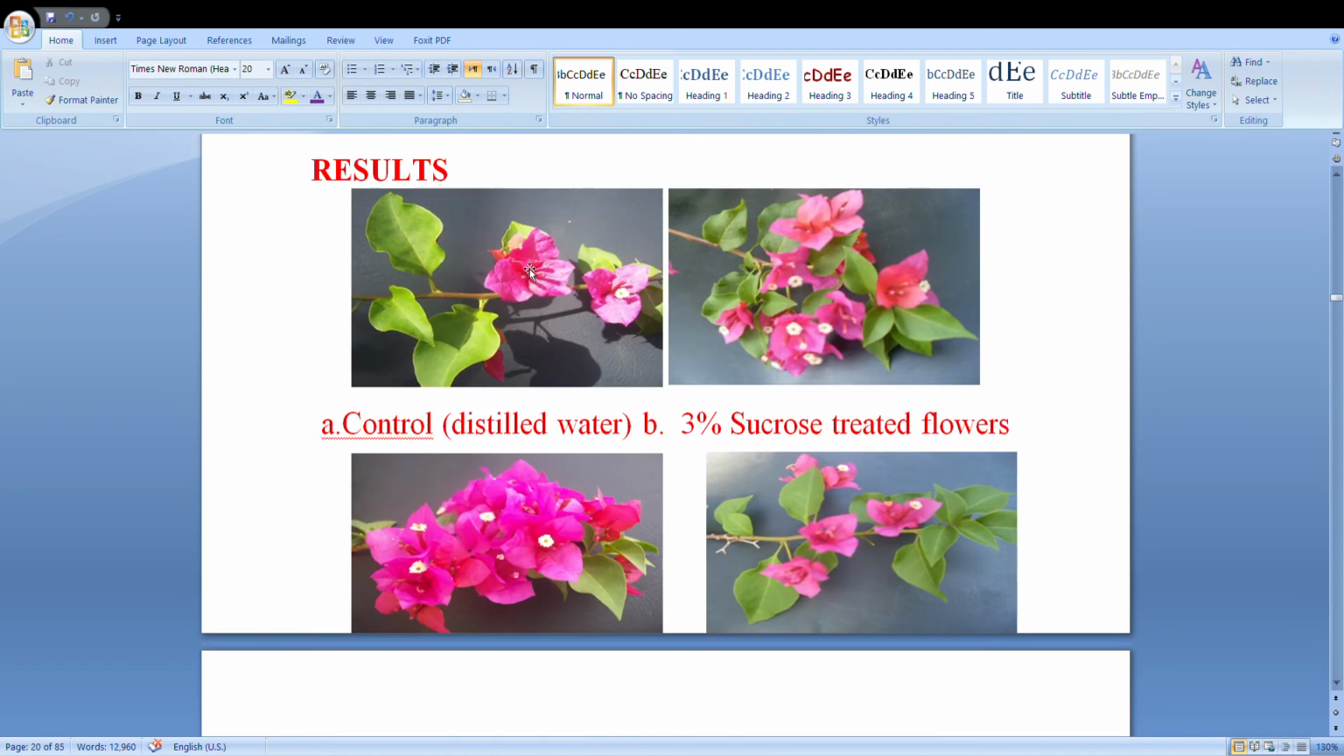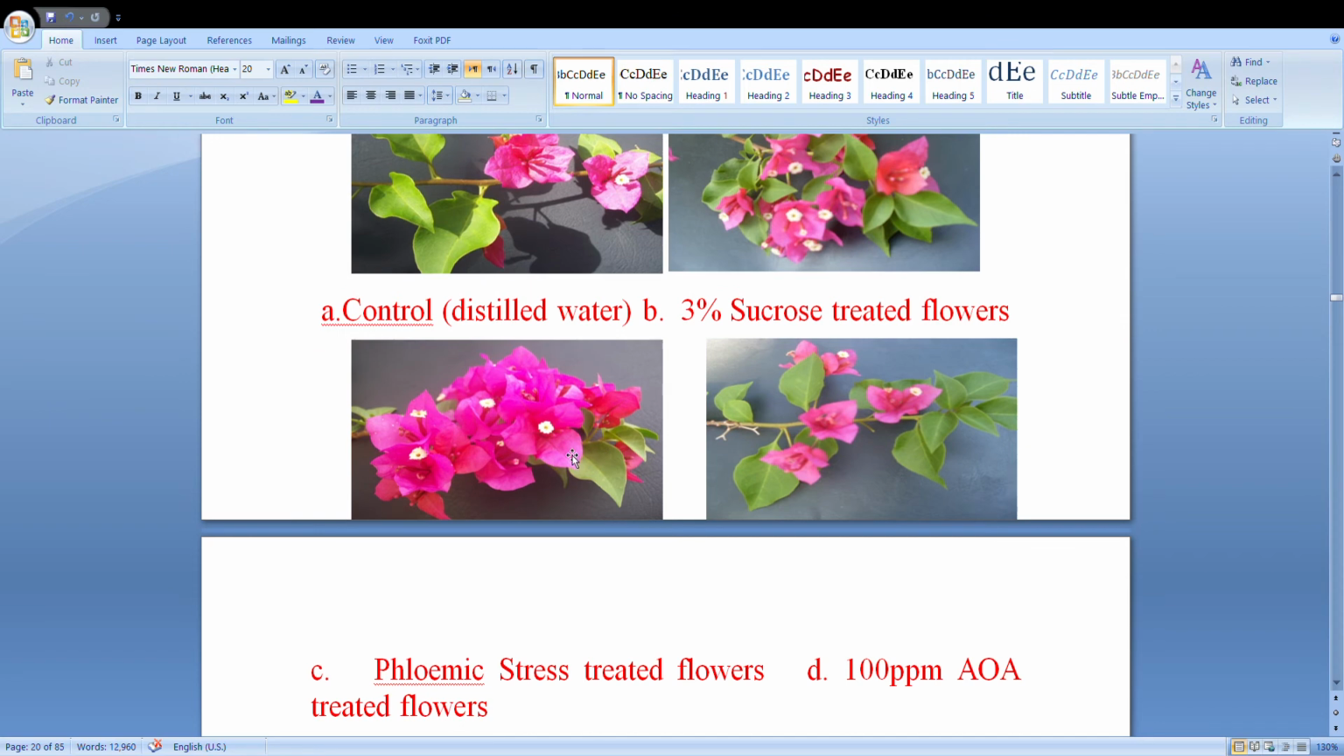You can see the controls, and this is the sucrose-treated flower, with many flowers and very high color. Under flowering stress, this is the flower treated with 100 ppm AOA, oxaloacetic acid. So this is the stress flower, and we got high pigments.